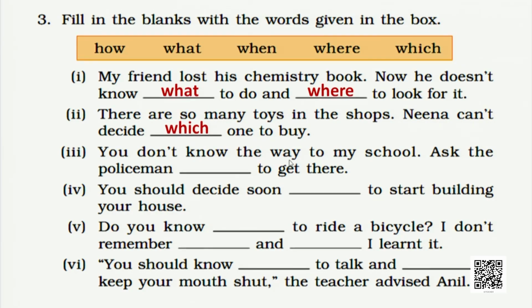You don't know the way to my school. Ask the policeman ___ to get there. Okay, so you want to know the place and the word should be how. You don't know the way to my school, ask the policeman how to get there. Let's go on to the fourth one.